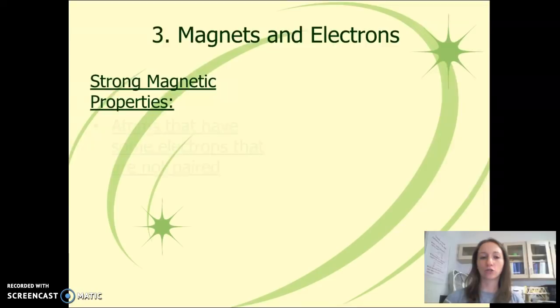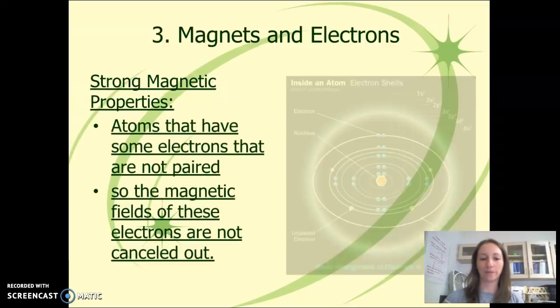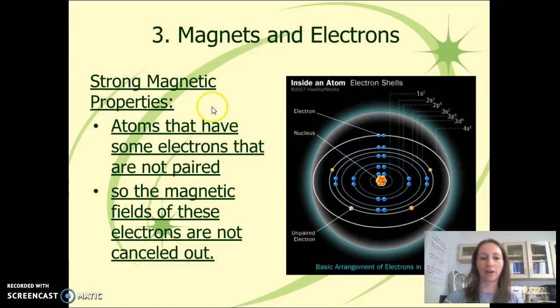In order to get a strong magnetic property, you have to have atoms that have some electrons that are not paired. So here's an example of one. You can see it does have paired electrons that are zipping around together, but then it's got these kind of loner electrons that are all by themselves, and their magnetic fields are not canceled out. Right, so they end up having a strong magnetic property. So this single atom would have a magnetic charge because of its kind of lone rebel electrons all by themselves, very lonely.